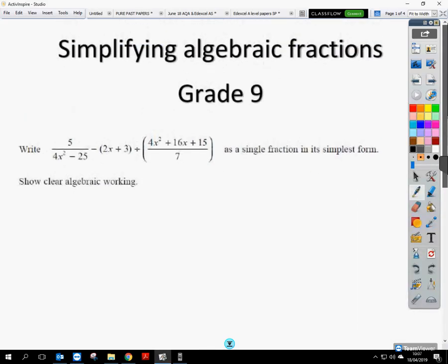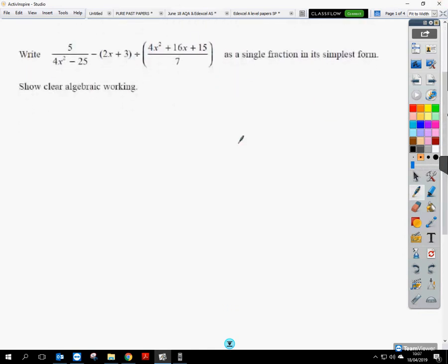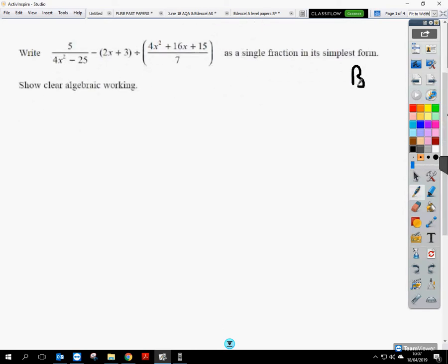Okay, so simplifying algebraic fractions, some revision, grade 9 questions. This is quite likely to appear on the exam paper, so let's have a look. We need to follow the laws of BIDMAS: brackets, indices, division, multiplication, addition, subtraction.